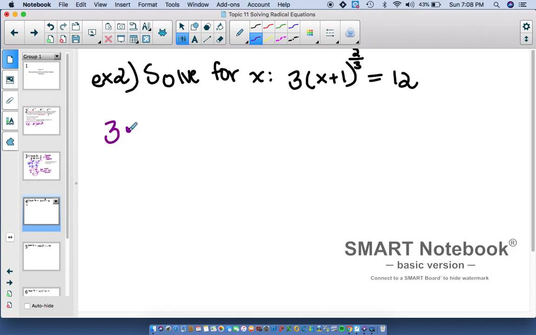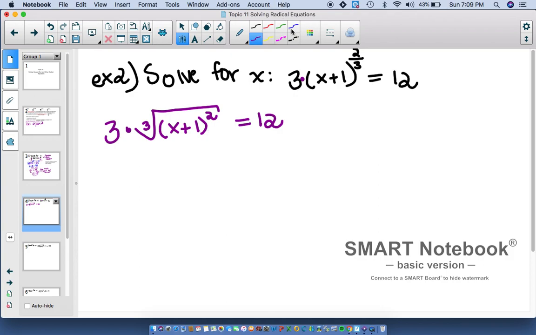So the 3 is on the outside. Between the 3 and the parentheses, there's multiplication. So here there's multiplication implied. Okay, now 2/3, how do I write that as a radical? Well, that would be the cube root of x plus 1 squared equals 12. Okay, so I'm gonna change it. Now, do you have to change it? No. So maybe I'll show you 2 ways, okay? So I changed my rational exponent to radicals, okay?